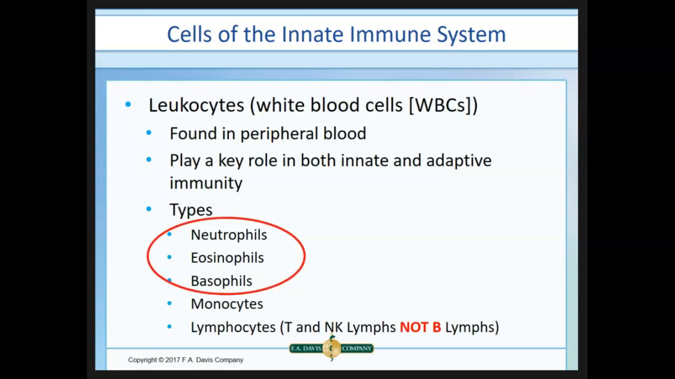So neutrophils, eosinophils, and basophils are in a special group within the white blood cells. They are granulocytes because their cytoplasm contains granules, and those granules contain chemicals. Luckily, today we're not going to talk about the chemicals in those granules very much.